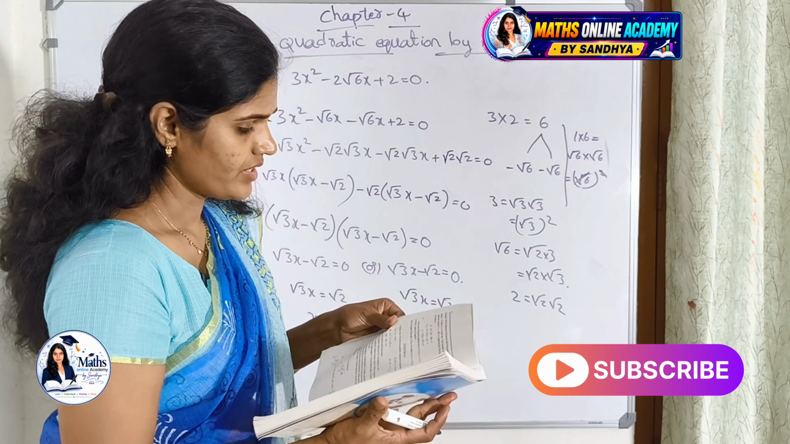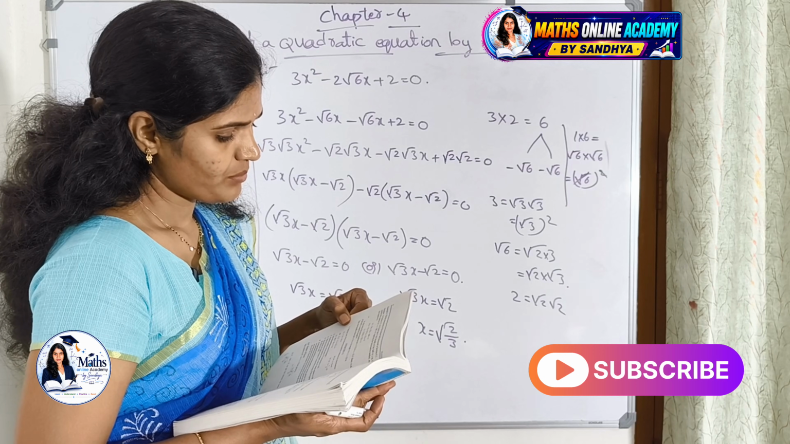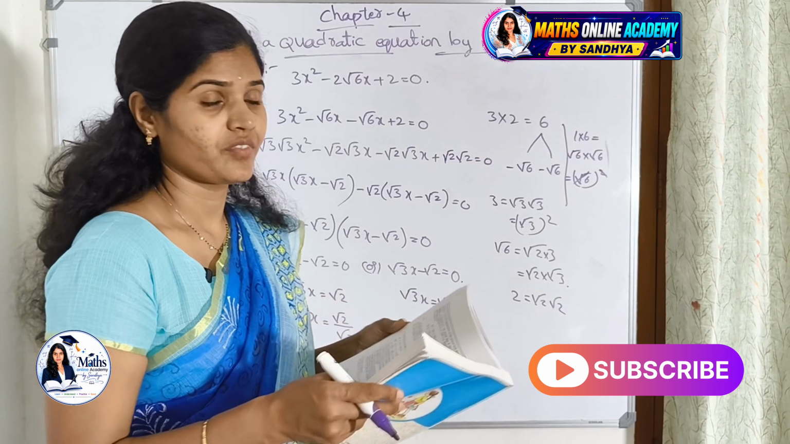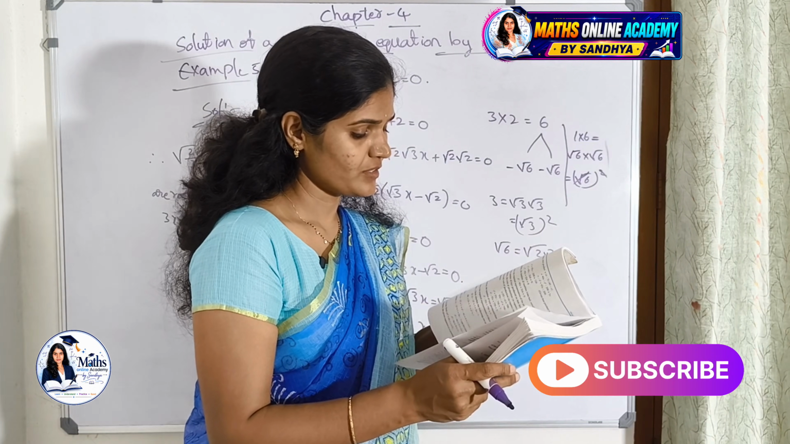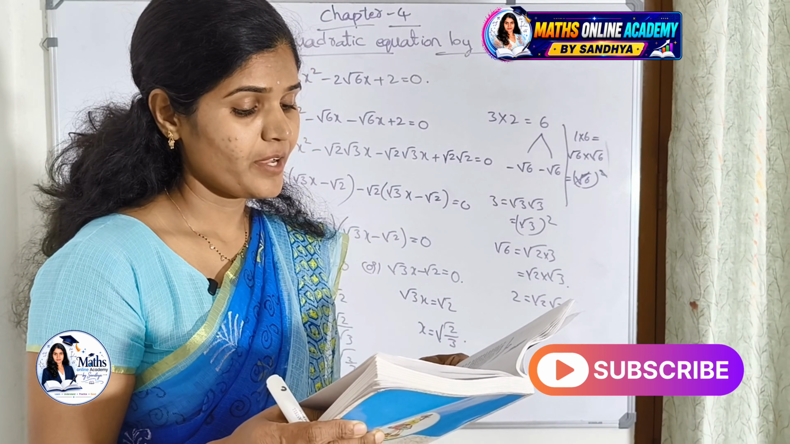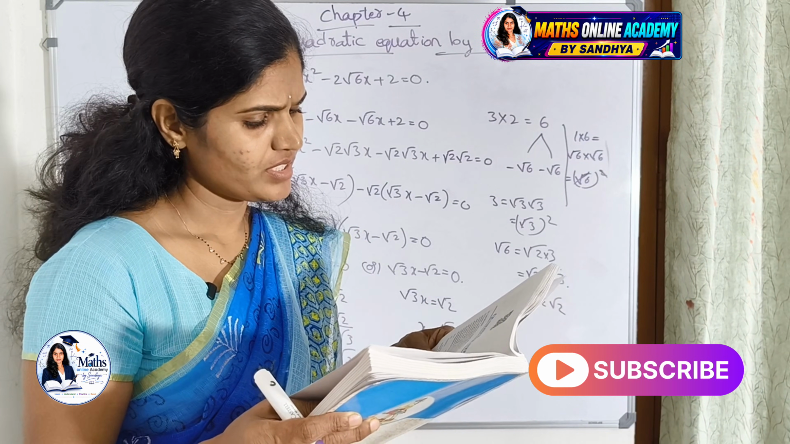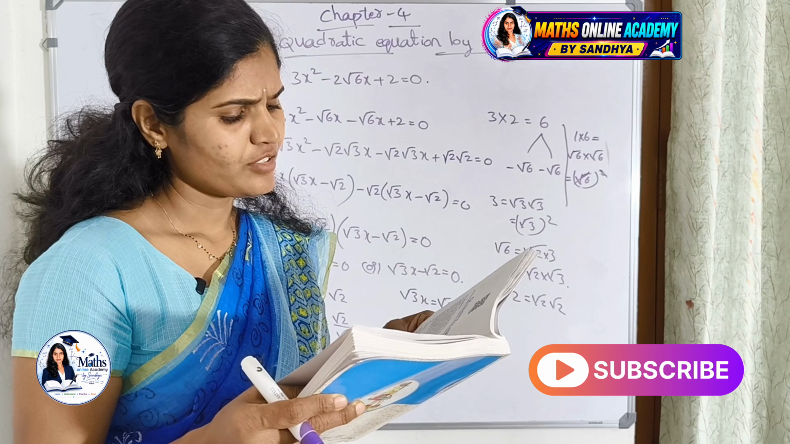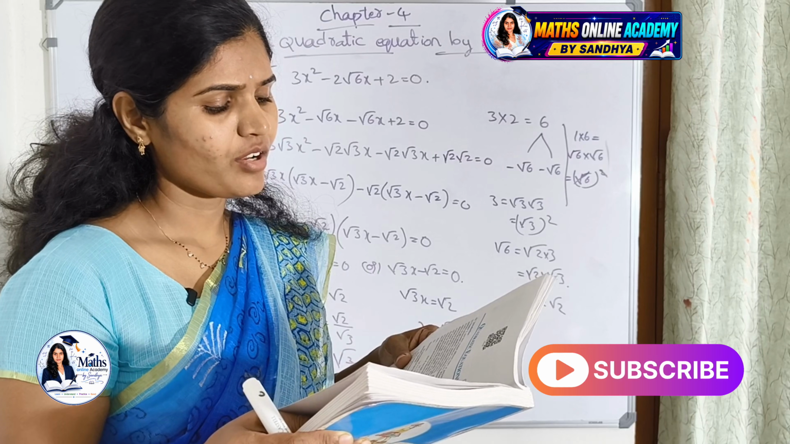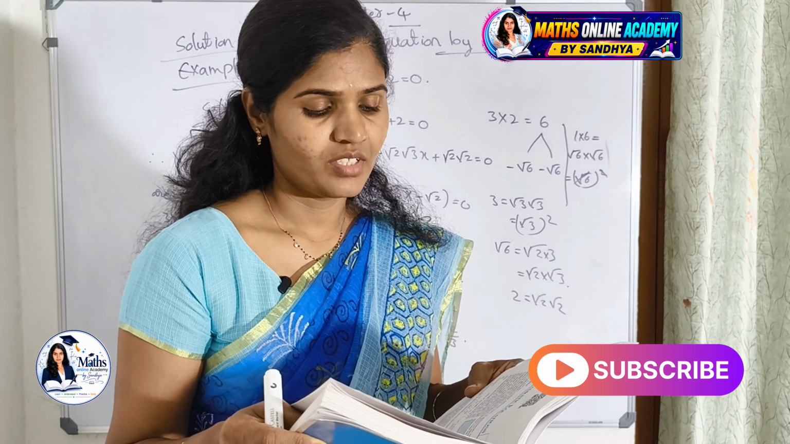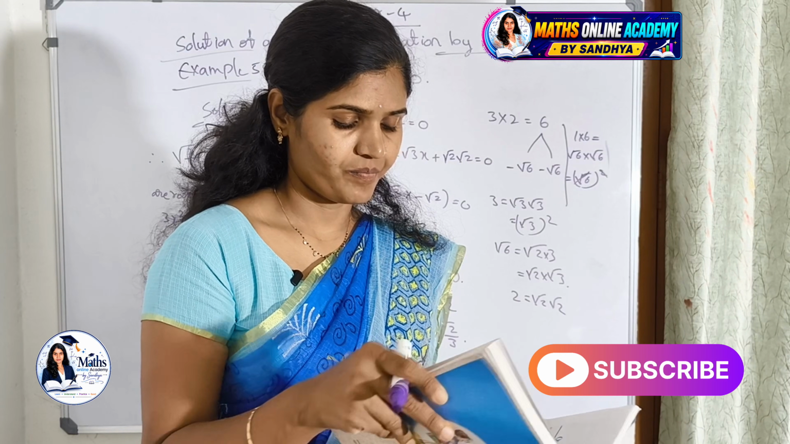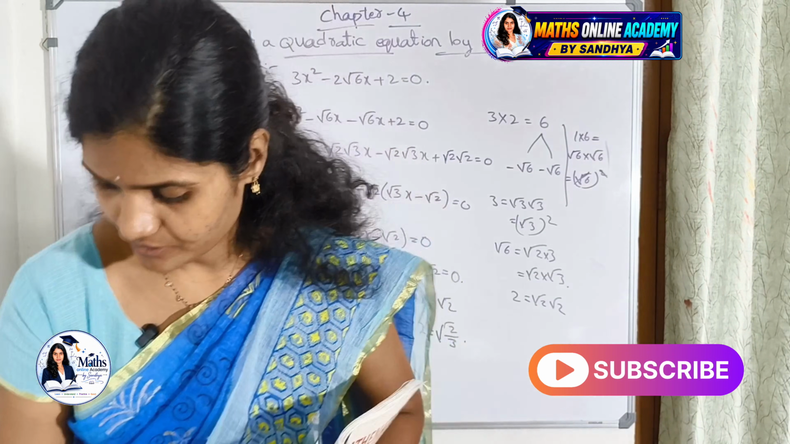And next, that is example 5. And next one is example 6. Find the dimensions of the prayer hall discussed in section 4.1. What is section 4.1? In the concept, suppose a charity trust decides to build a prayer hall having a carpet area of 300 square meters. Already we got the equation there. Let's see the question.